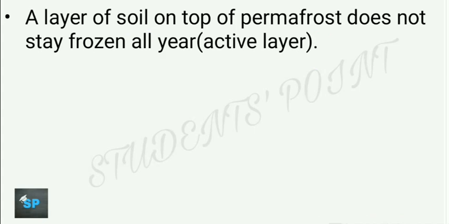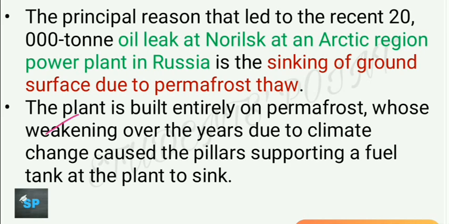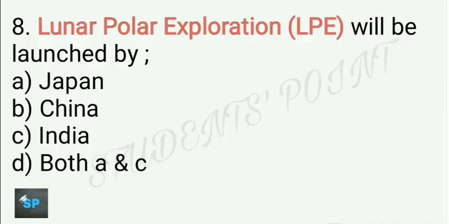Why is a question on permafrost important? Because you must have heard the news of the oil spill in Russia. That oil spill has been all because of sinking of ground because of permafrost thaw or melting of permafrost. The principal reason that led to the recent 20,000 tons oil leak in Norilsk at an Arctic Region Power Plant in Russia is the sinking of the ground surface due to permafrost thaw. And the plant is built entirely on permafrost. That is why when permafrost thaw or slide took place, the oil spill took place as well. The next question.